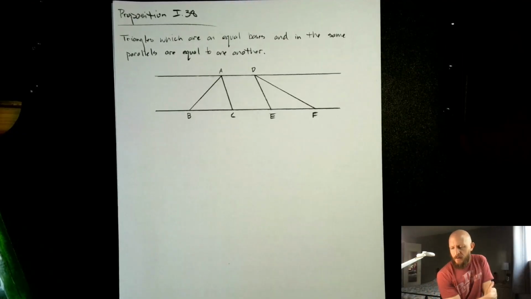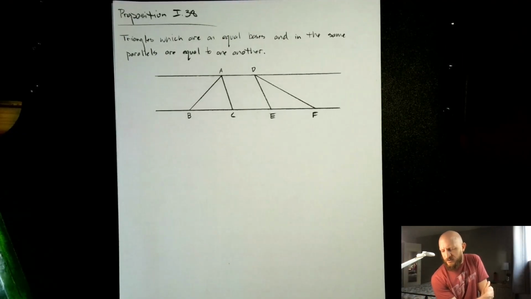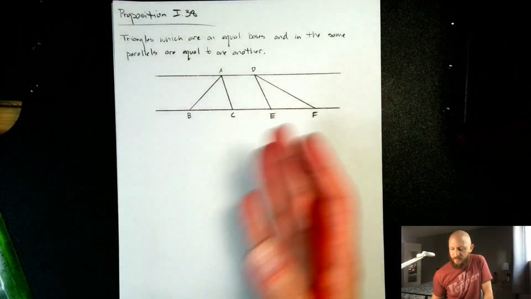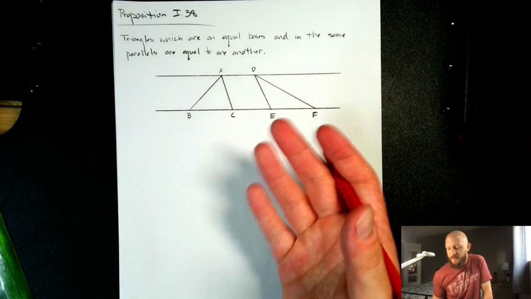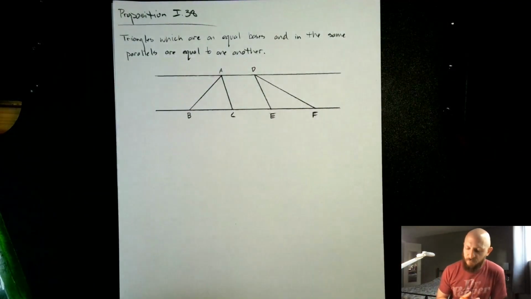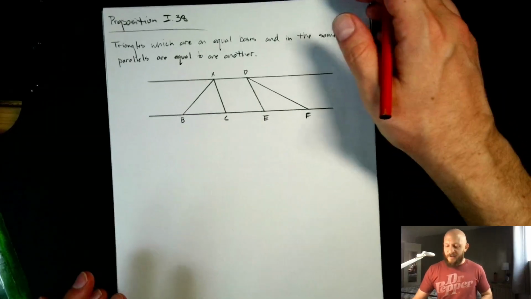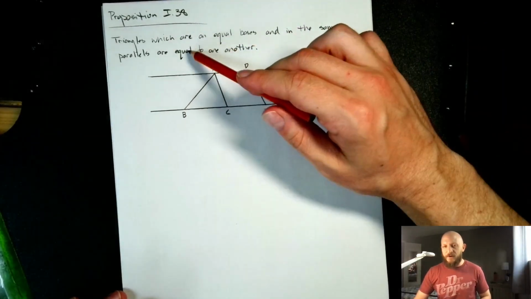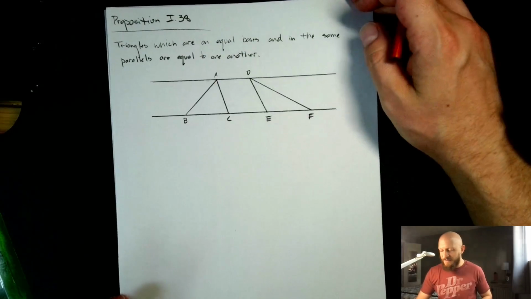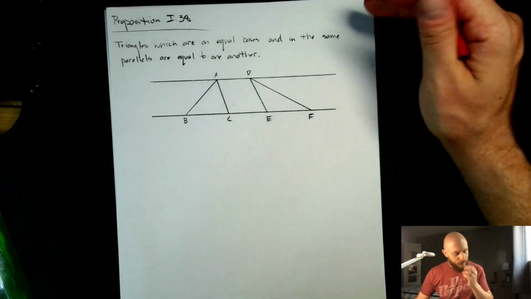Alright, Prop 38 says triangles which are on equal bases and in the same parallels are equal to one another. So it's just fitting the same pattern of the last few propositions, where we kind of proved something similar to this with parallelograms. Prop 37 was starting to move into areas of triangles. Same thing here. When we talk about these two triangles being equal, we don't mean congruent. We mean that the areas are the same.